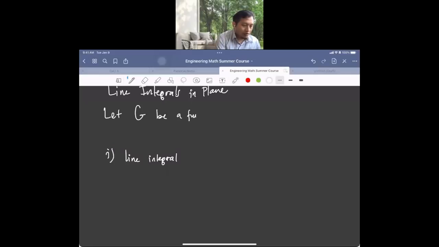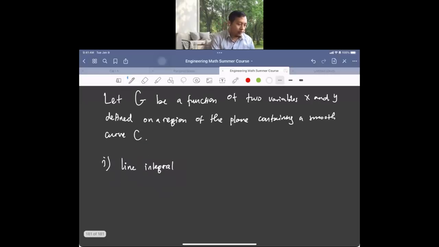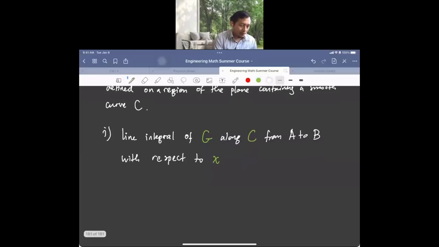of two variables x and y defined on a region of the plane containing a smooth curve C. The first case is the line integral of g along C, from A to B, with respect to x.